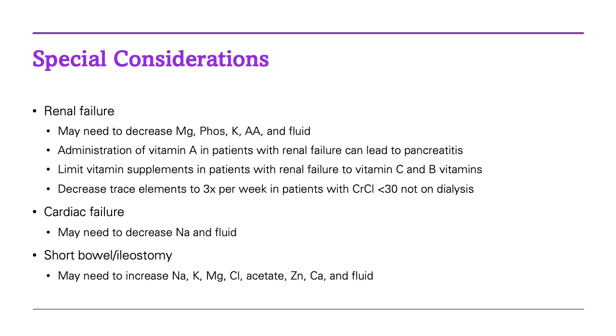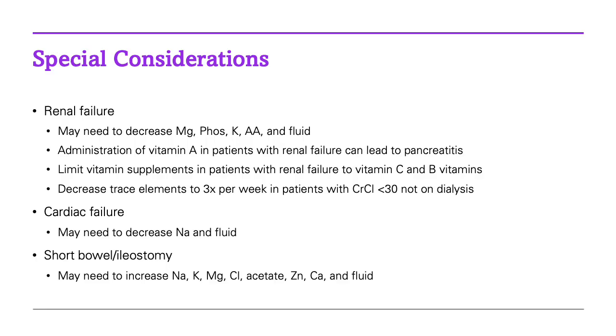Here are some special considerations when you're dosing TPN. For patients with renal failure, you may need to decrease the magnesium, phosphorus, potassium, amino acids, and fluid based on their clinical condition. Administration of vitamin A in patients with renal failure can lead to pancreatitis, so be careful with the vitamins. And again, limit the vitamin supplementation in patients with renal failure to just vitamin C and the B vitamins if you're able.